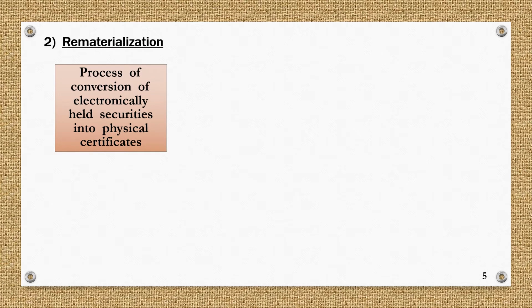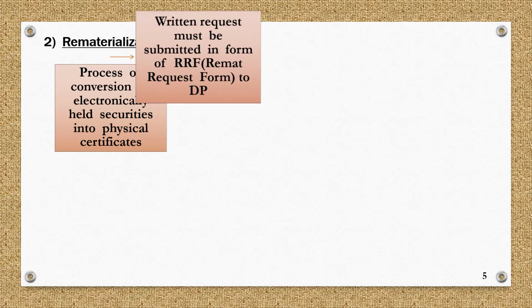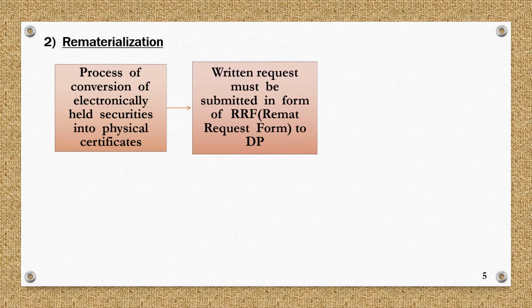The second concept explains about rematerialization. It is a process wherein the client, that is the BO, gets his electronic holdings of securities converted into physical certificates, that is paper form. It is just exactly opposite to dematerialization, as over here the results of demat are reversed. However, even for rematerialization of securities, a proper procedure needs to be followed.